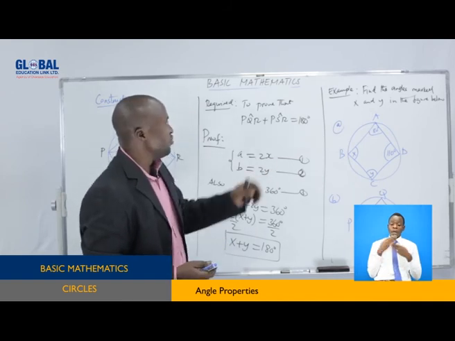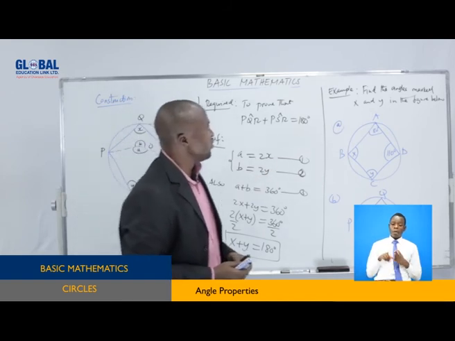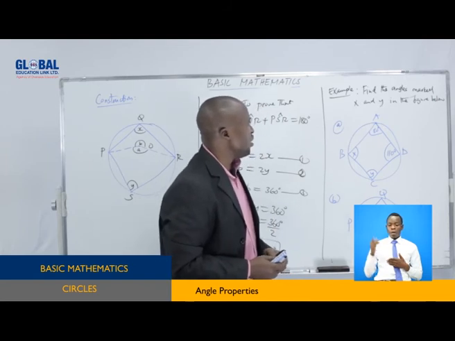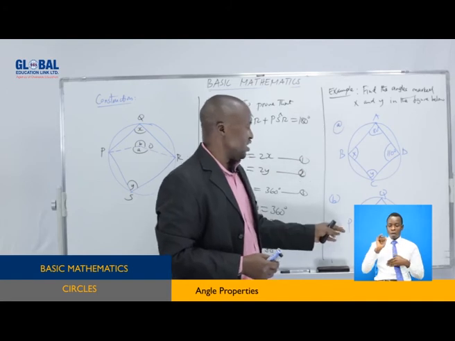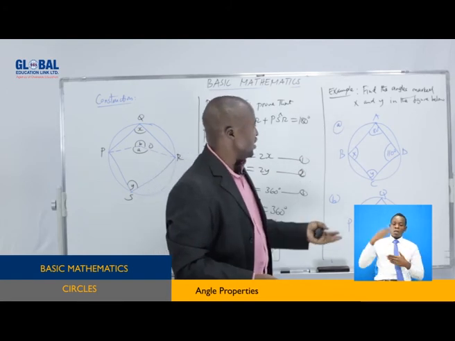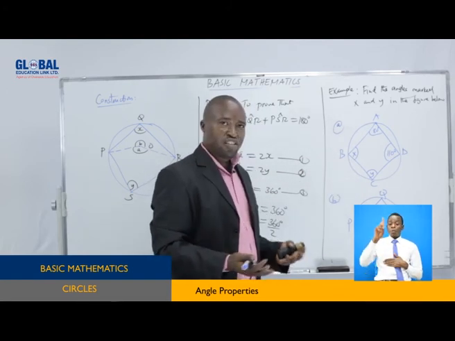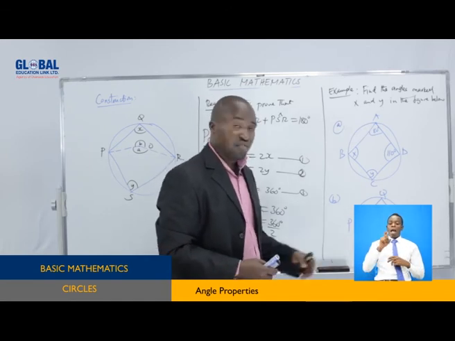So students, we have this review question, that is, find the angles marked x and y in the following figures. So we have the first circle and the second circle. We are supposed to find the values of x and y for the first circle, but again for the second circle, the value of x.